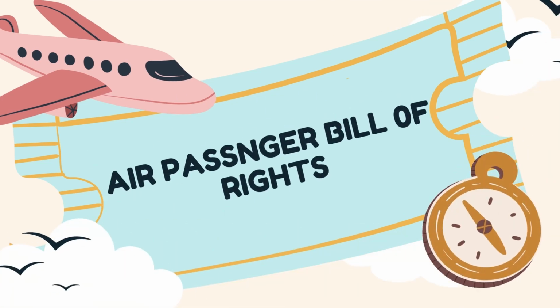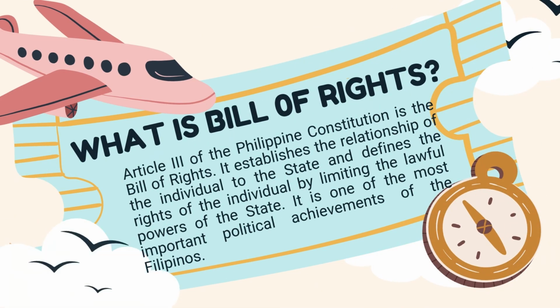Air Passenger Bill of Rights. What is the Bill of Rights? Article 3 of the Philippine Constitution is the Bill of Rights. It establishes the relationship of the individual to the state and defines the rights of the individual by limiting the lawful powers of the state. It is one of the most important political achievements of the Filipinos.